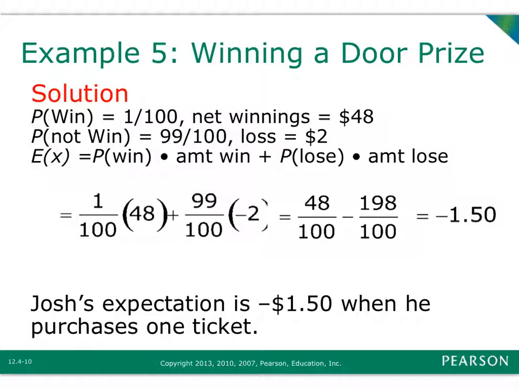When we do the math, we end up with approximately negative $1.50, meaning we will lose that much on average every time we play this particular door prize. So just because Josh does it once doesn't mean he's going to lose $1.50. In fact, chances are good, 99 times out of 100, he will lose $2. But if he played the game over and over again for a long period of time, his net winnings would be approximately negative $1.50.